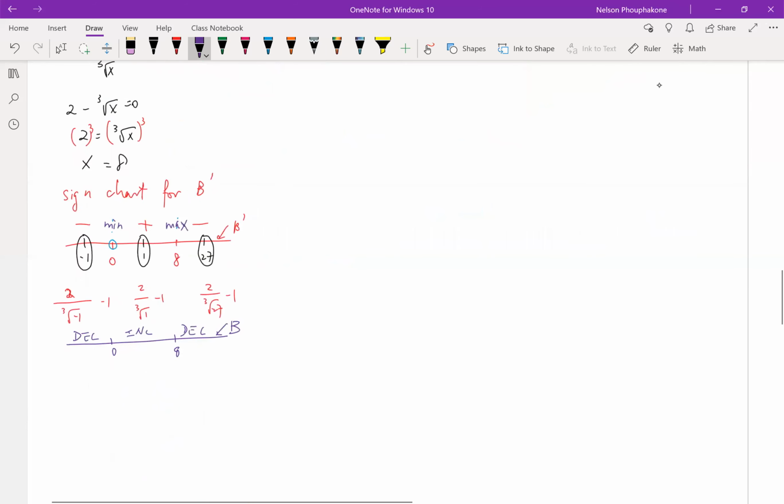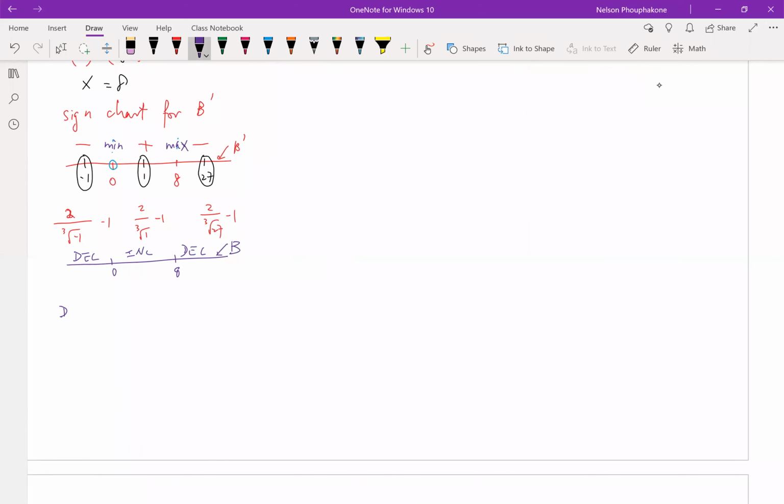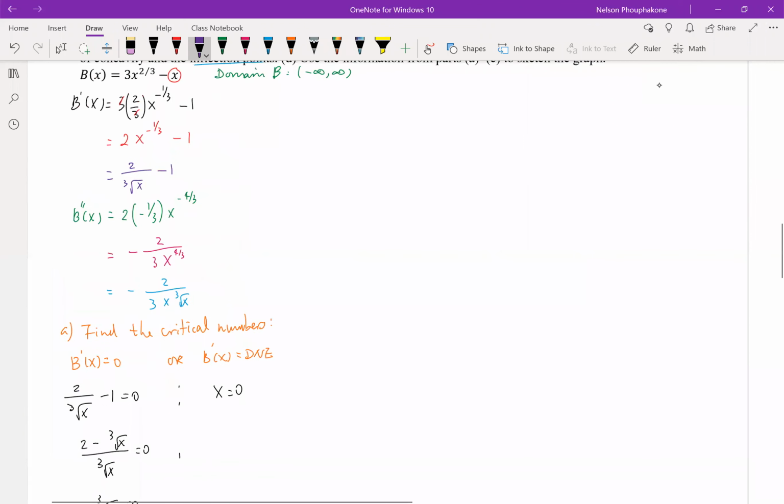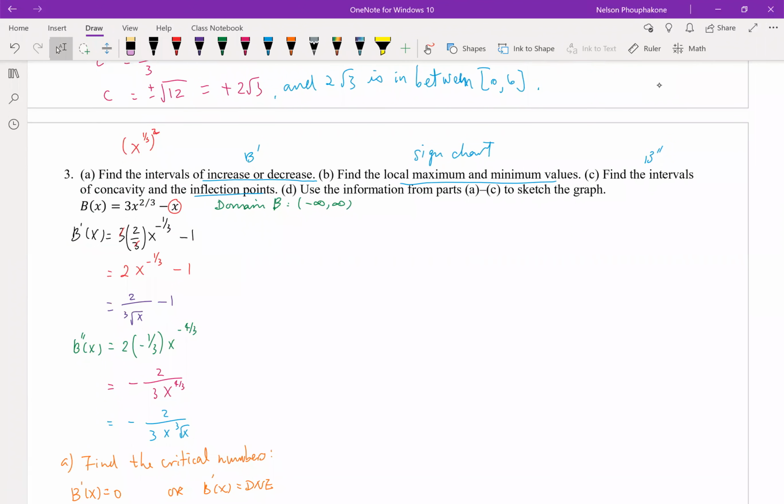So, increasing and decreasing. To this one, we will have decreasing is between negative infinity to 0, union 8 to infinity. And increasing is between 0 and 8 then. Then now, we are going to work with the local maximum and minimum, right?